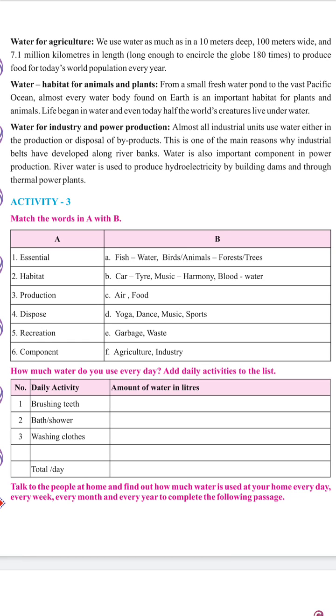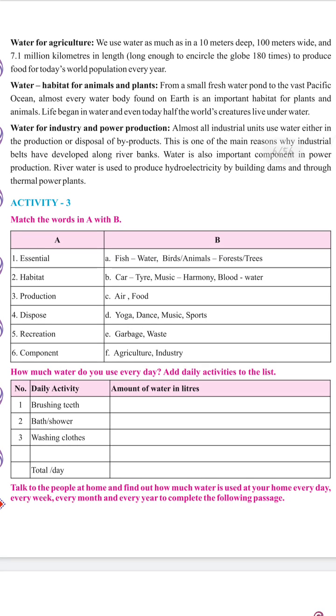Water is also an important component in power production. River water is used to produce hydroelectricity by building dams and through thermal power plants. So water is essential for producing electricity also. You might be knowing that dams are built on rivers, and the flow of water falling down from the dams is used to move the turbines, which produce electricity. Water is a very important component for power production.